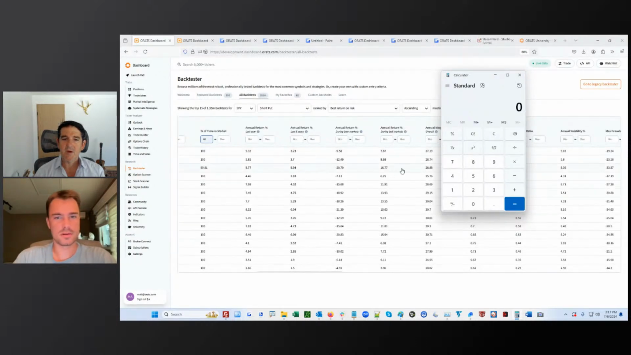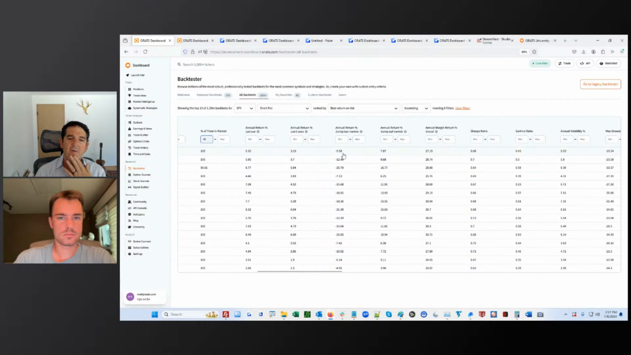And then 20.79 divided by 16.77. That's 23. So those are all higher than the first one. So that's another type of reading that you could look at. So 21% is basically the ratio of more loss in the bear markets. Does that make sense? It does.